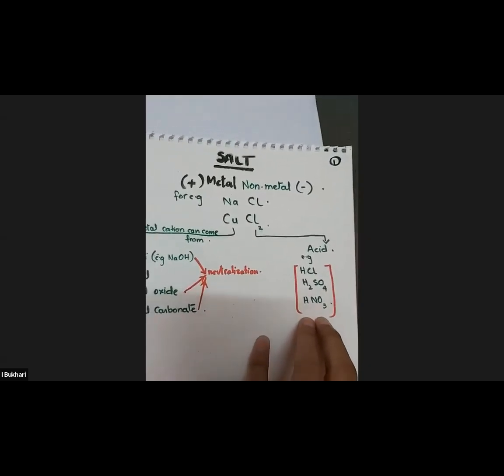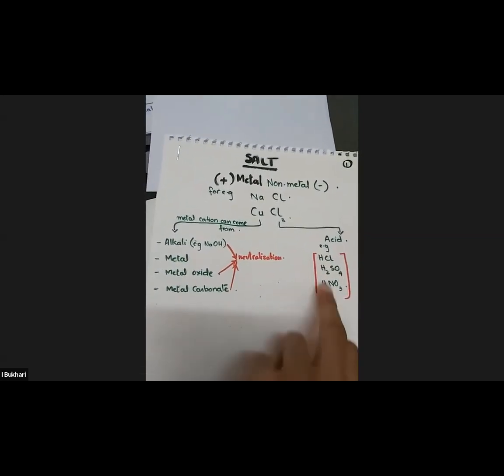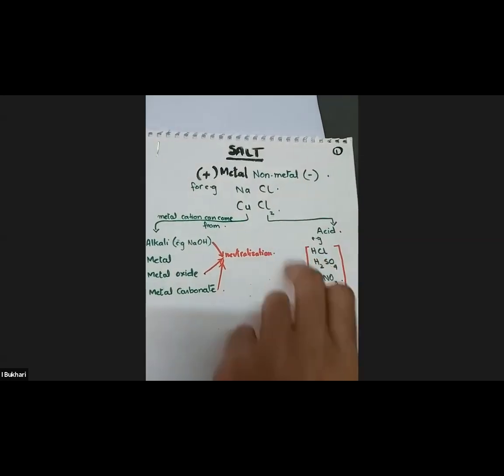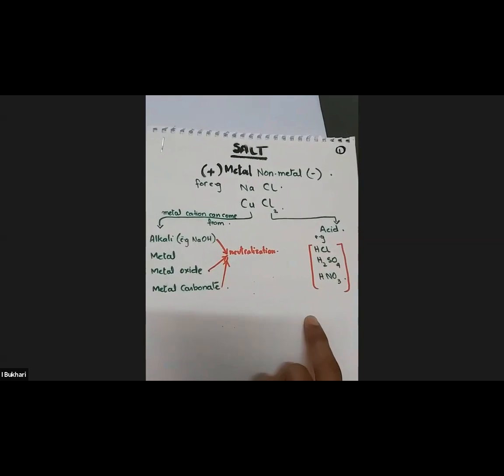The acids we use in our chemical reactions are these: hydrochloric acid, sulfuric acid, and nitric acid, right? So if we are using hydrochloric acid, we will get chlorides. And if we're using sulfuric acid, we will get sulfates. If we're using nitric acid, we will get nitrates, and so on and so forth.